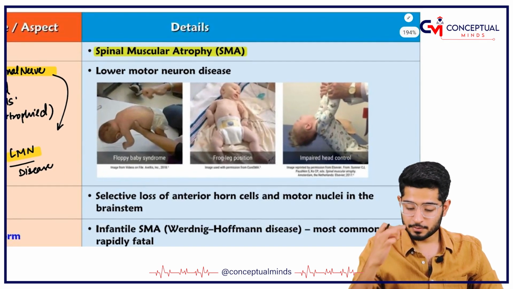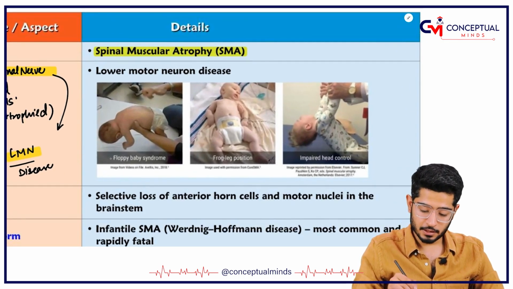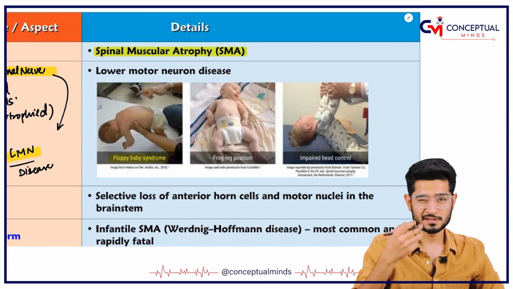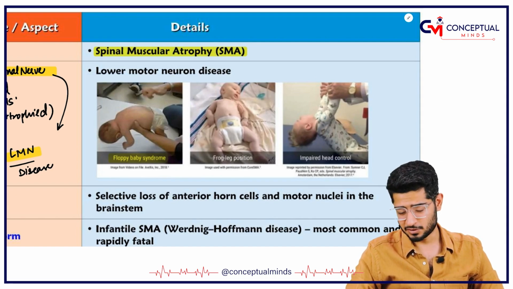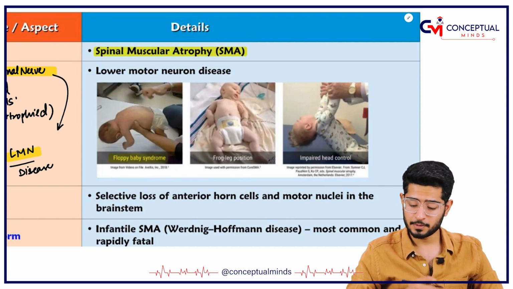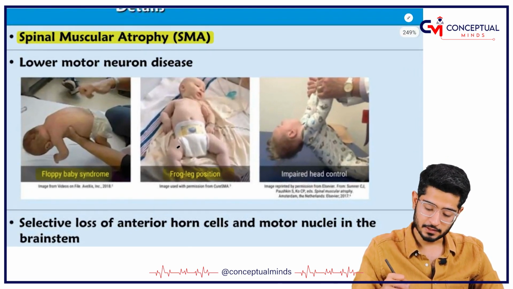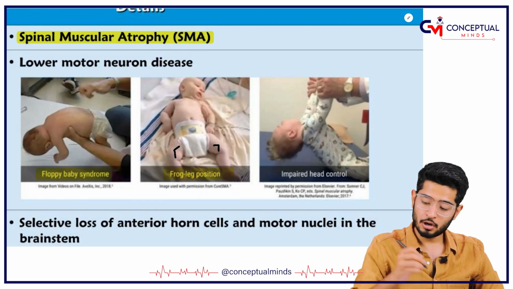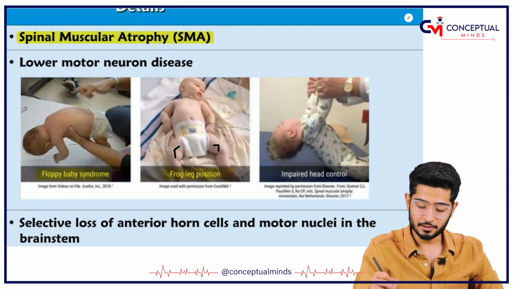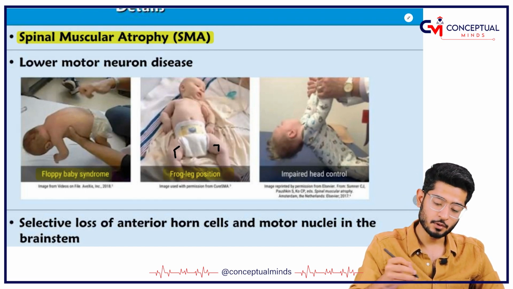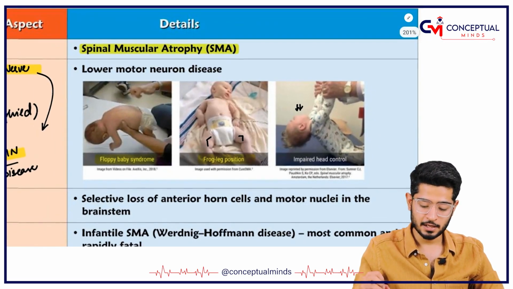So what is going to happen is either the baby will be a floppy baby because the spinal muscles are not having much strength, or the baby is going to have a frog leg position. Can you see this frog leg position? Or the baby is going to have impaired head control. Can you see the baby is having impaired head control?